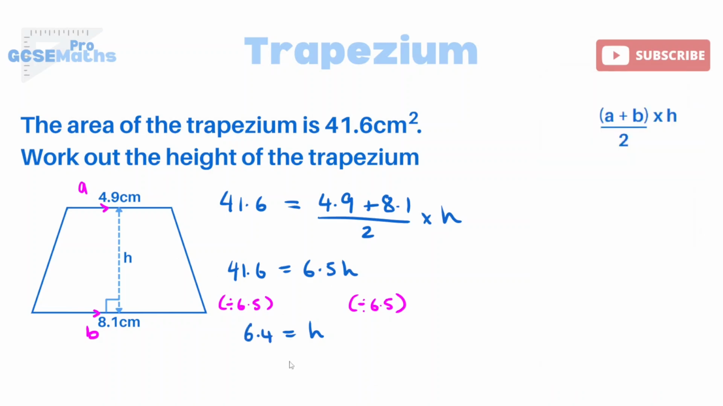And there we go. It says work out the height. Well, there we are. We've got the height. Okay, so the answer is 6.4 centimetres for the height. And that is it. So as long as you're happy with not only using this formula to find the area, but also using this formula to work backwards when you're given the area and having to maybe find the height or one of the other letters, then that's also really important.